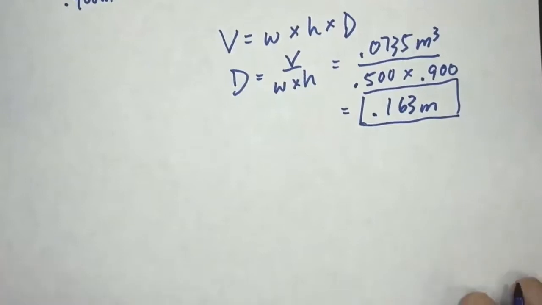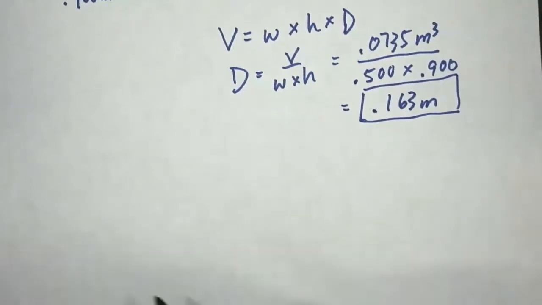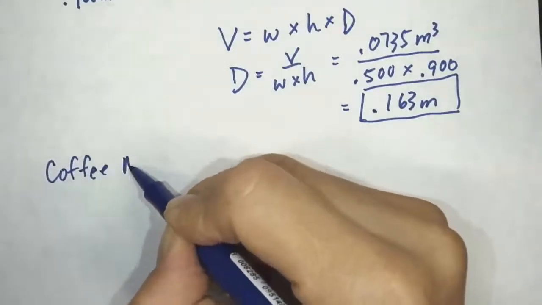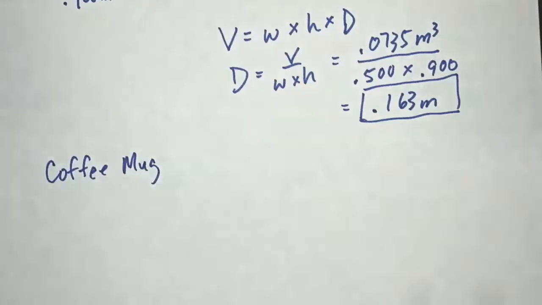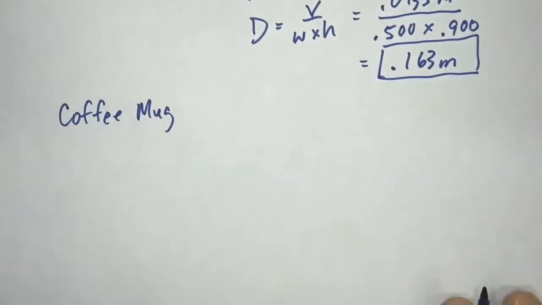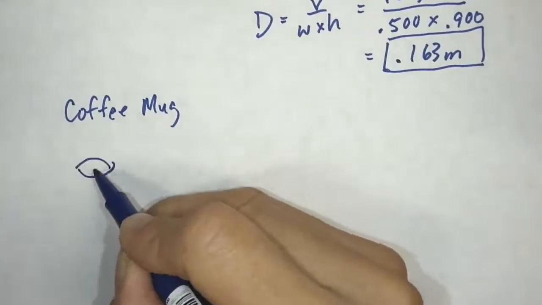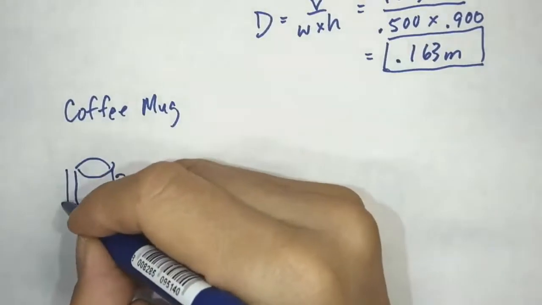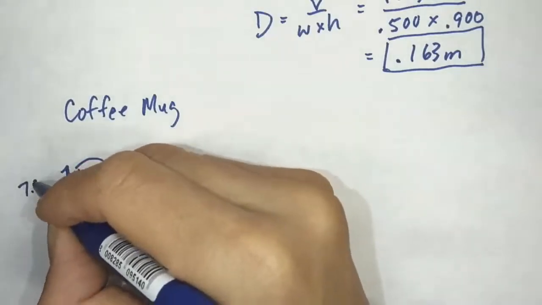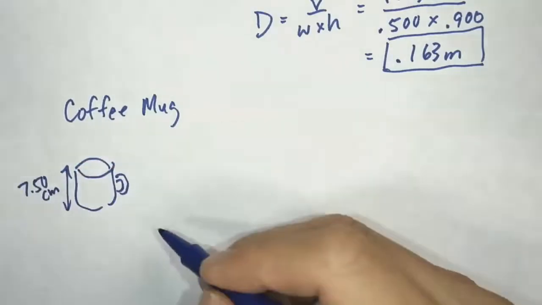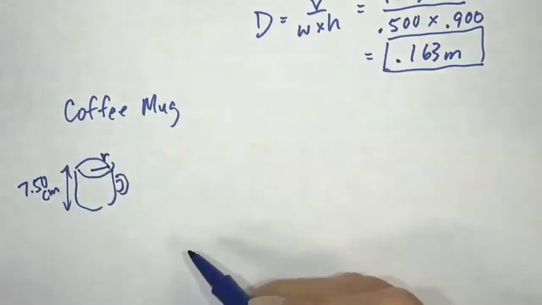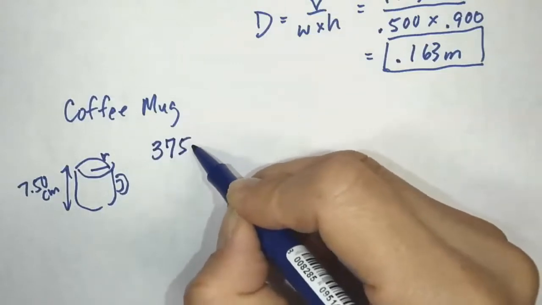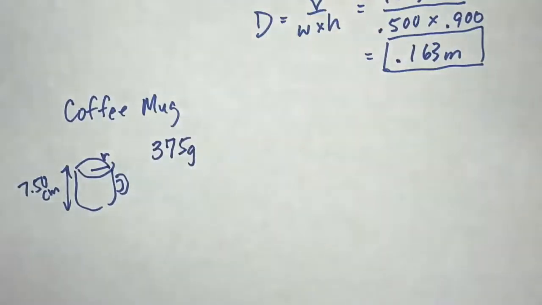All right, we're going to look at one more problem here. The next problem we're going to take a look at is a coffee mug. We want to find out what is the radius of this coffee mug. So here's my coffee mug. Okay. And I know that this coffee mug is 7.5 centimeters tall. I'm looking for the radius of the coffee mug. I know if I fill it up with water, the water would be 375 grams, or coffee, either way.